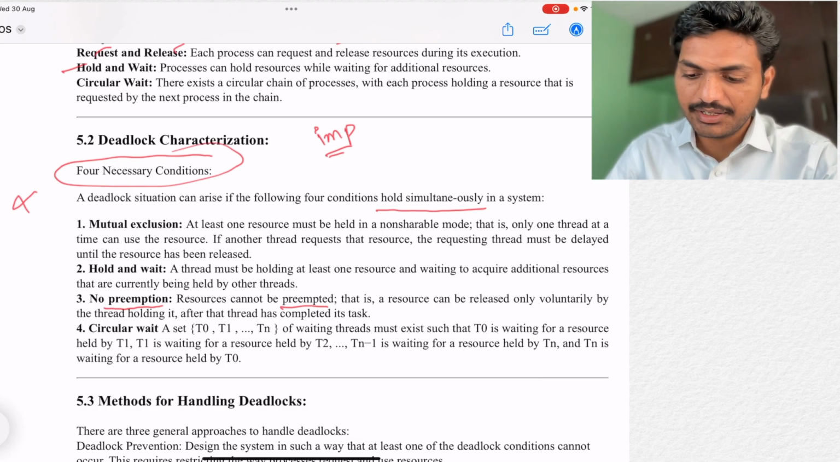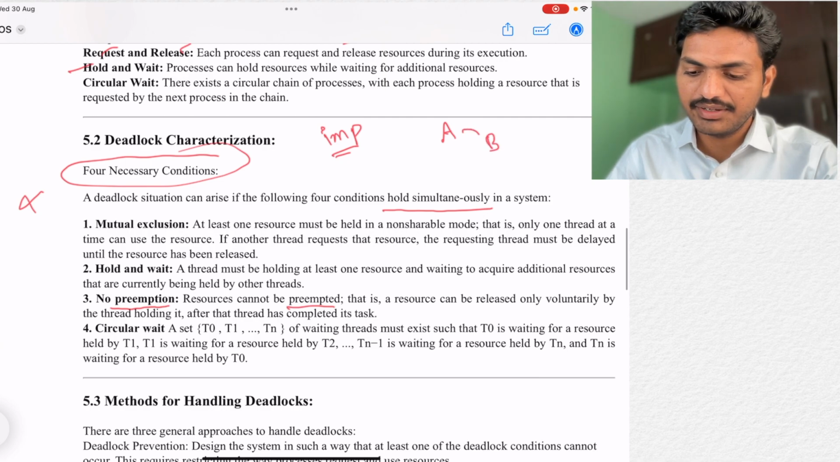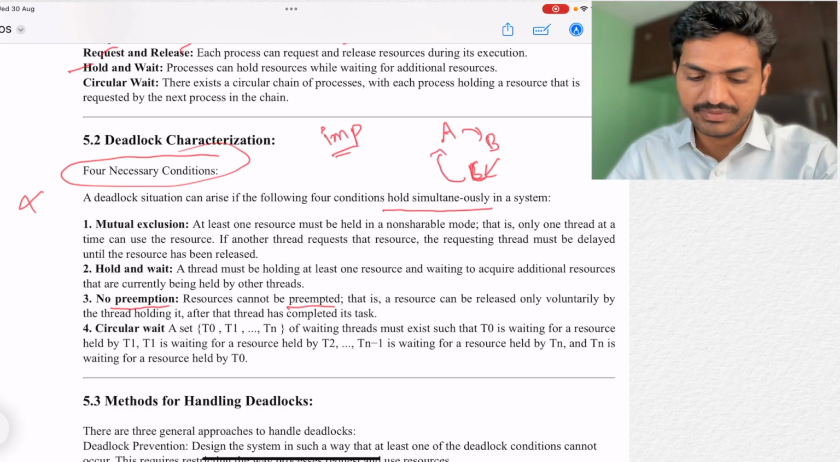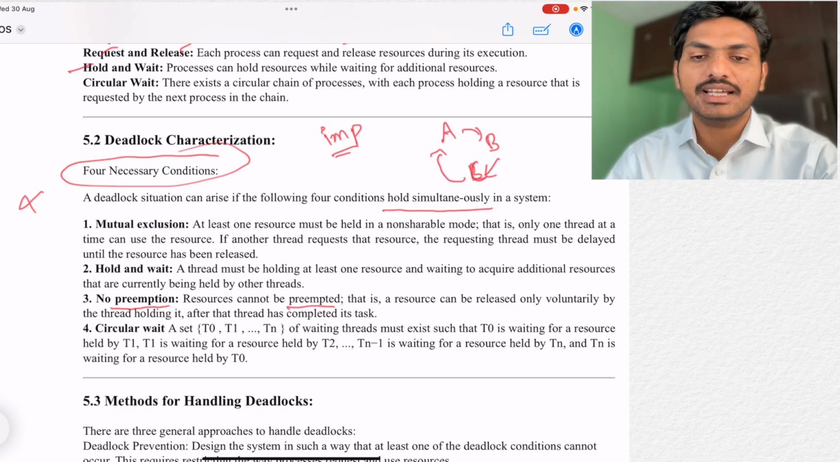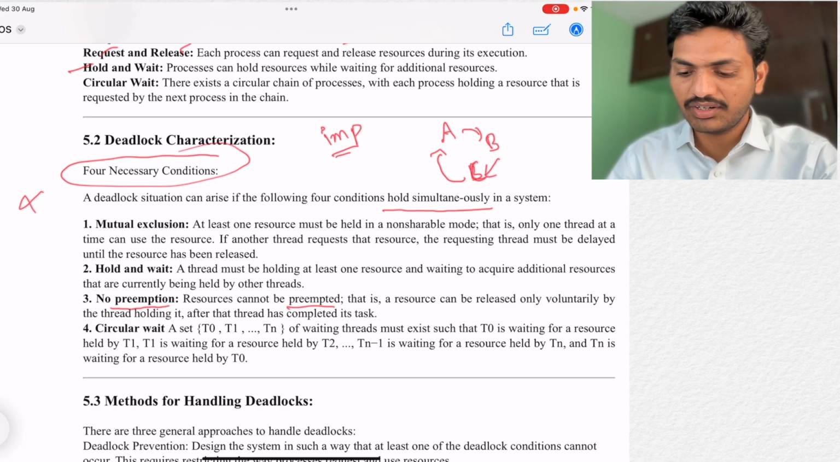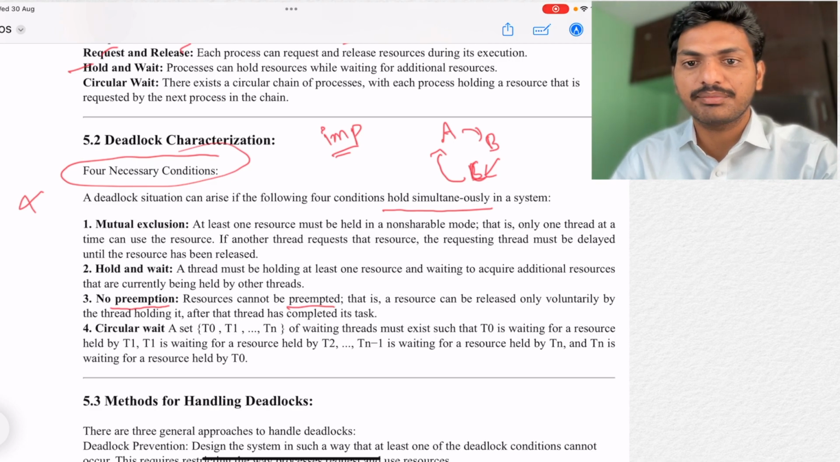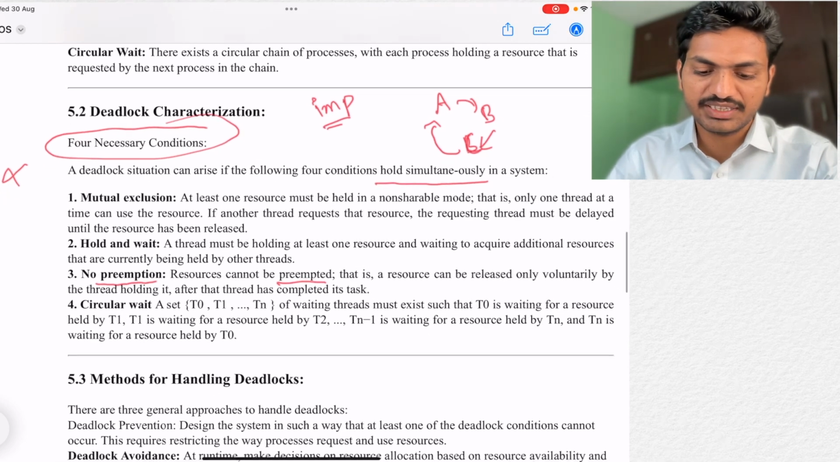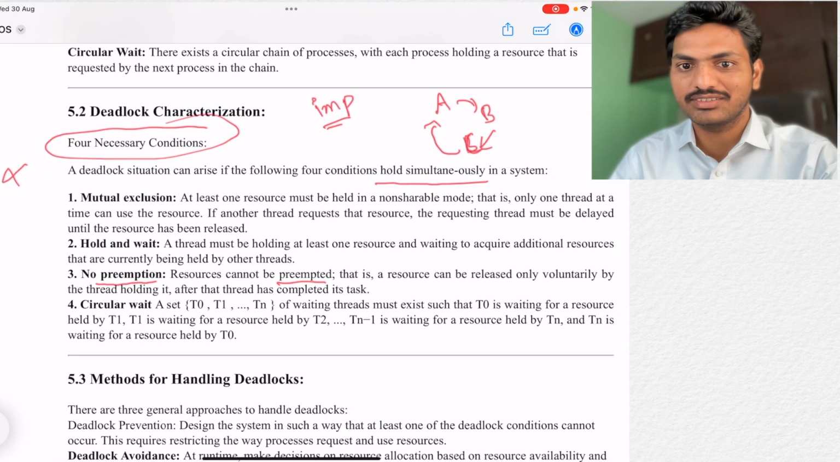And circular wait, I told you already. Suppose A is a process waiting for B, B is waiting for C, and C is waiting for A. If these four conditions happen at the same time, that is called simultaneously, then there is a possibility of deadlock. If only three conditions are there, then there is no deadlock.